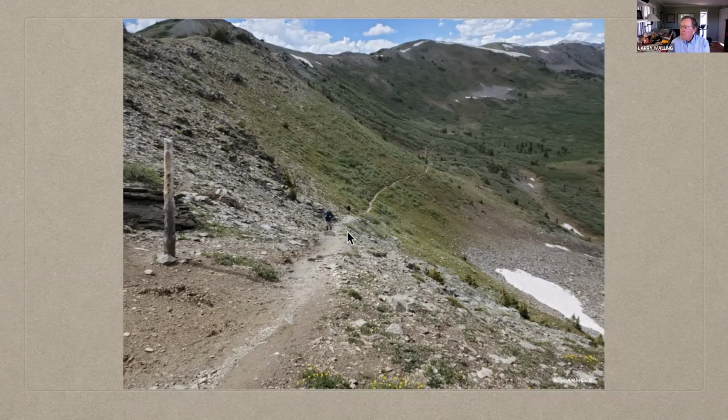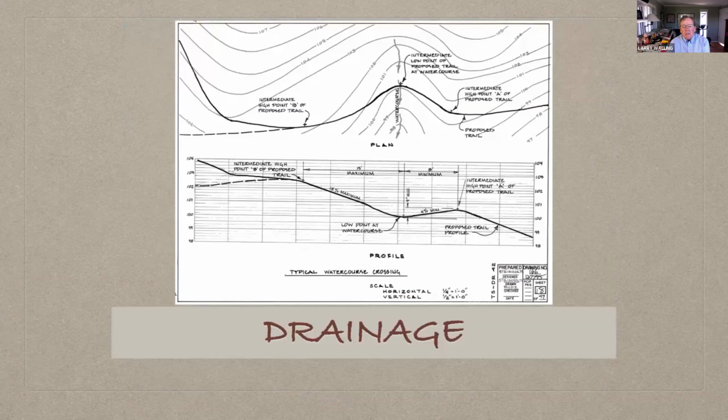Please, Larry. So this is just a construction detail in a set of drawings that shows the principle we were talking about, where the trail comes down to a low spot and then goes back up. When you're entering the water course, you always want to enter it on a downslope and exit it on an upslope to keep the water from running down the trail.